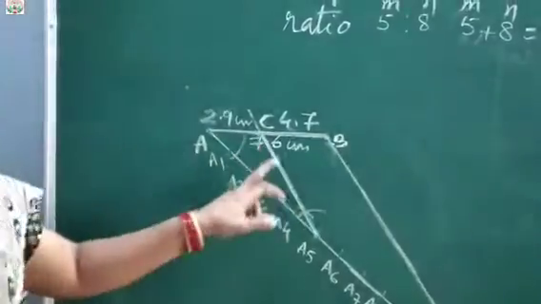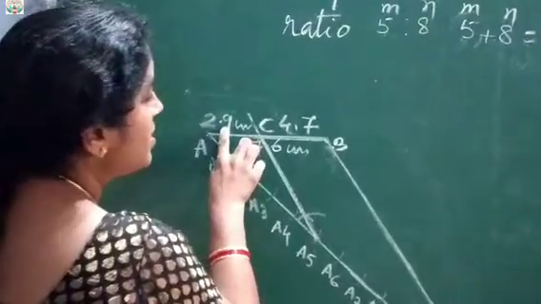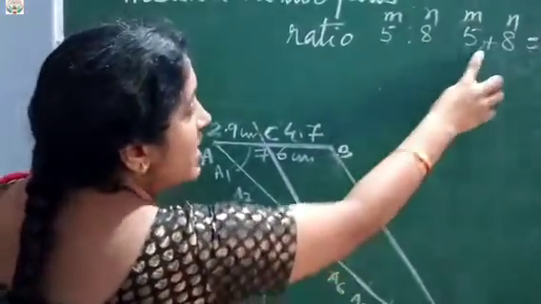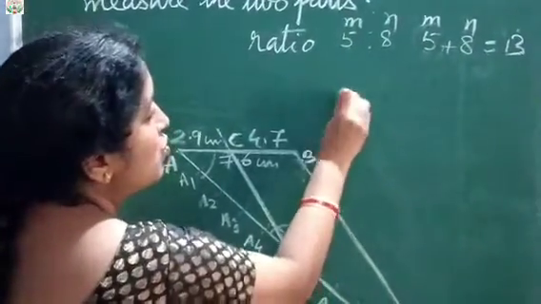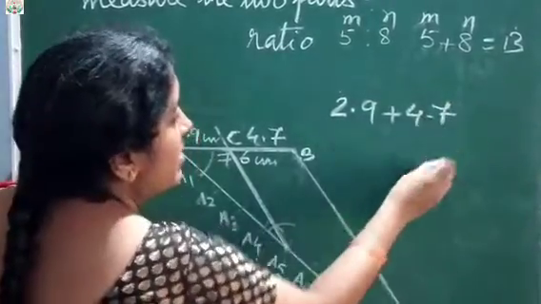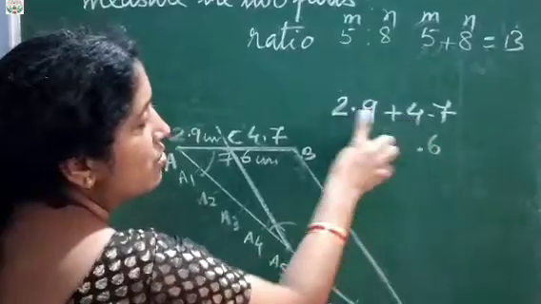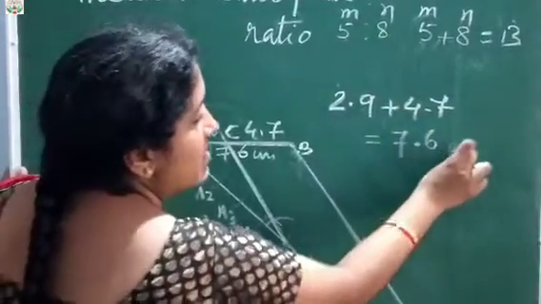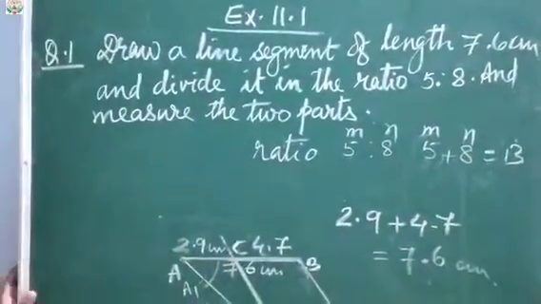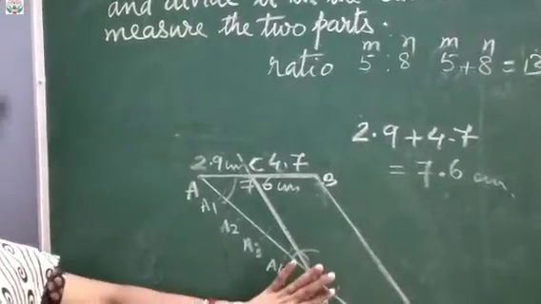Okay, so when you add these two points, m is how much here? 2.9 and n is 4.7. So m plus n, likewise what will you do? 2.9 plus 4.7 is equal to how much? That is 16, 1. So 6 plus 1, 7. So the line segment is of 7.6 centimeter. So clear? Understood? So this is the way the construction will be done for the first question.